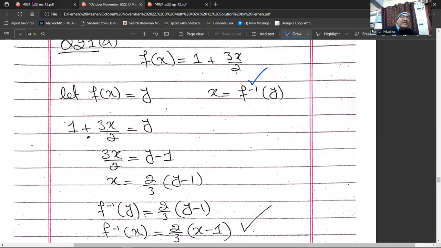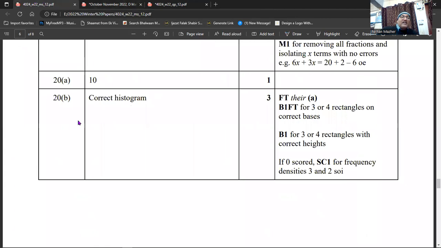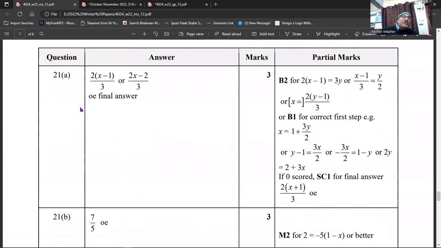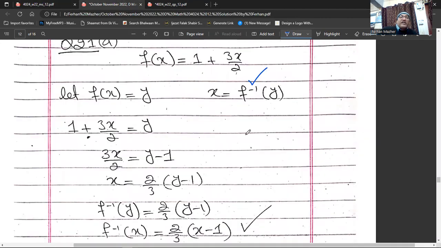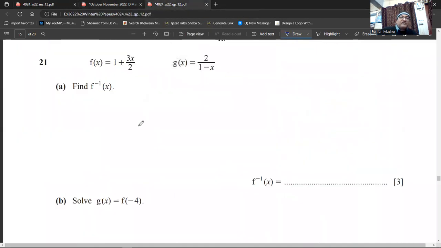So I think our answer is right. Let's check. 2 into x minus 1 divided by 3, 2 into x minus 1, okay, by 3. So our answer is right.